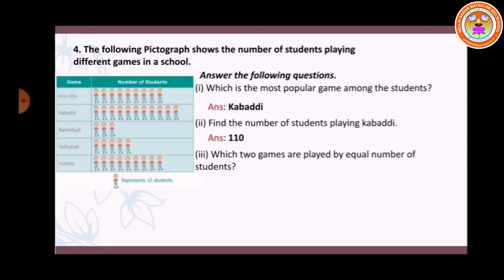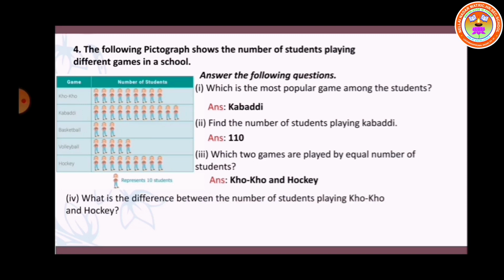Third question. Which two games are played by an equal number of students? Yes, Kho-kho and hockey. Kho-kho 9 dolls and hockey also 9 dolls. 1 doll represents 10 students. So write the answer Kho-kho and hockey.